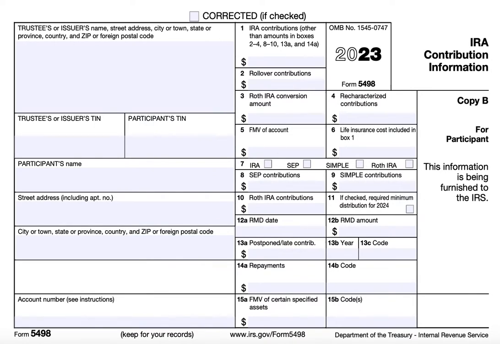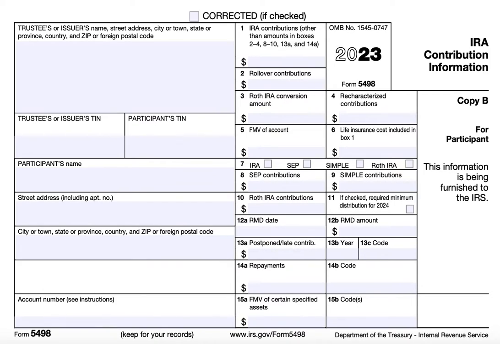In box 3, this is the amount that you would expect to see converted from a traditional, SEP, or SIMPLE IRA into a Roth IRA. And you'll use Form 8606 to determine the taxable amount. That's the IRS form for non-deductible contributions. Box 4, recharacterized contributions. If there's any contribution that might have been recharacterized from one account to another, that would show up in box 4.